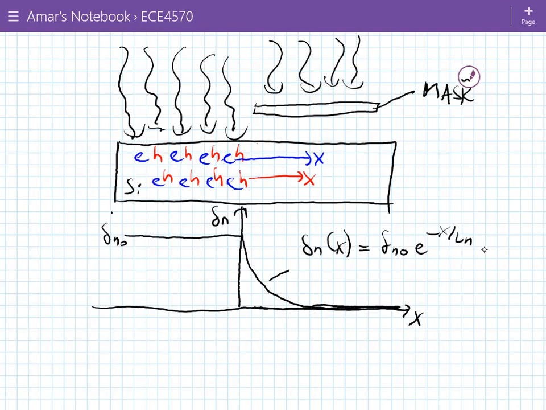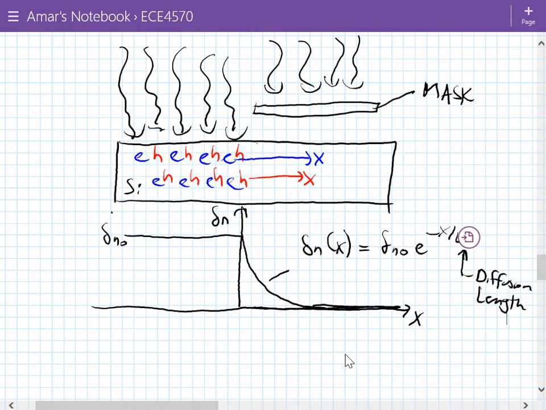This here is called the diffusion length. The diffusion length is the average distance an electron diffuses before it recombines. Let me repeat that. It's the average distance an electron diffuses before it recombines. We'll come back to this in next class. But the point I want to make here is that, getting back to the concentration gradients, the sharper the concentration gradient is, meaning the steeper the slope, the more diffusion current you're going to get.